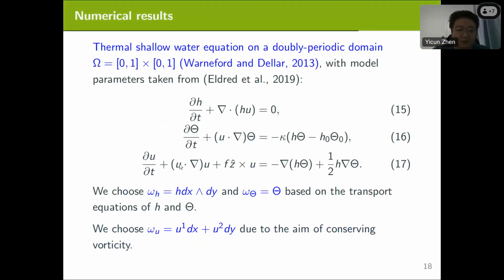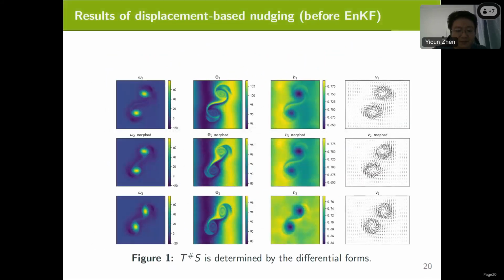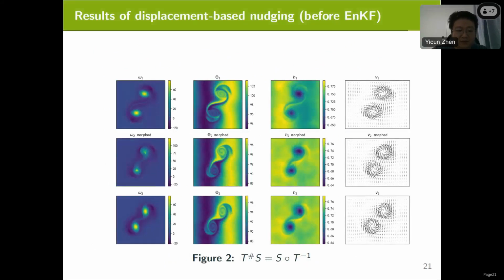Finally, we use a numerical model to check whether our method is efficient or not. We use the thermal shallow water equation. It has three state variables: H is water height, the buoyancy, and the velocity field on a two-dimensional domain. If you do not consider T-sharp, the morphed state will have a singularity. In the middle panel on the left column, you will see two singularities. This is what happens when you morph your state without a carefully defined T-sharp.